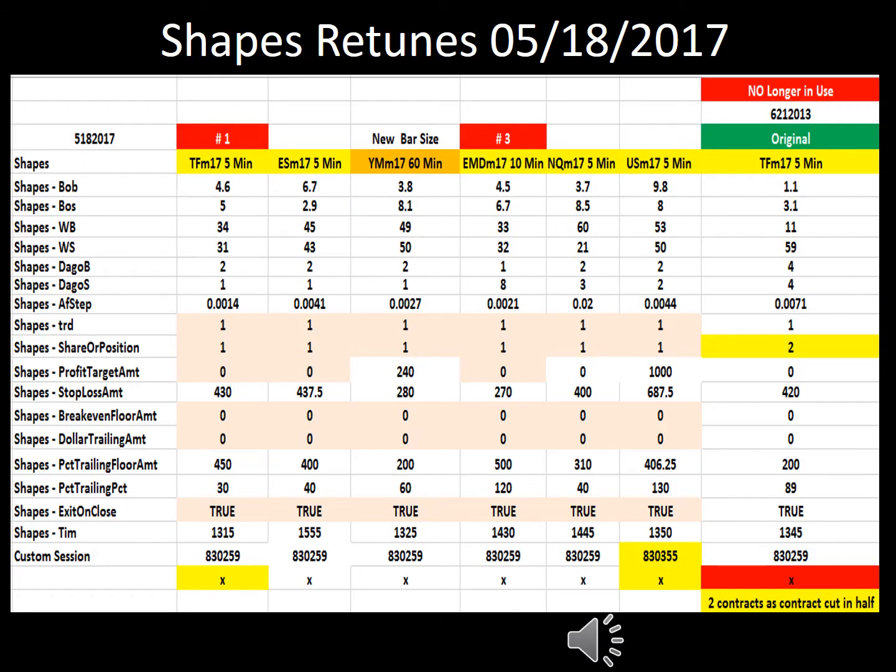Now these are the settings for all the shapes tunes as of May 18th, and if you're only going to do one or two of them, you can pull up your existing workspace and save it. For instance, if you're going to do shapes on the Russell, you could say shapes Russell 5/18/2017, and you could type these numbers in and save them.